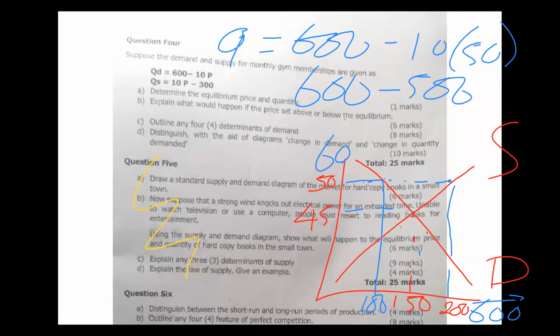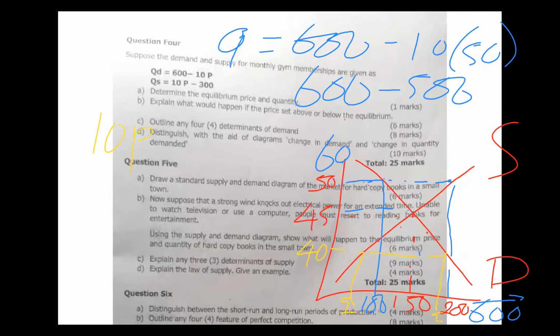So I just want to show you the difference. Now look, let's set the price below the equilibrium. At what price? Let's say 40. What happens? What happens to the supply? So when you set the price at 40, then supply will be what? Let's say 10P.